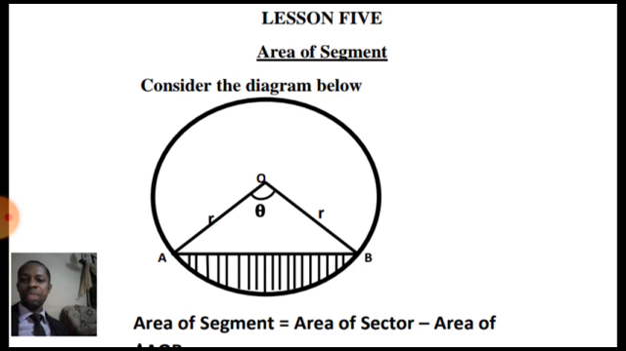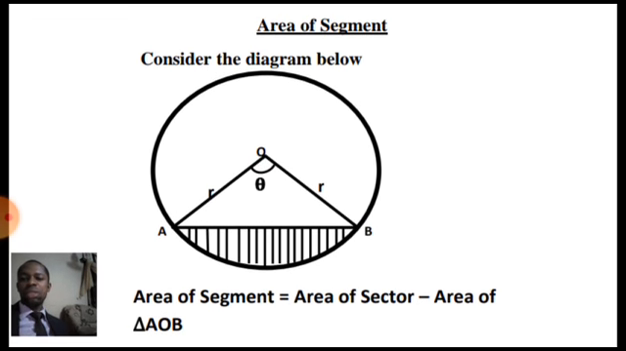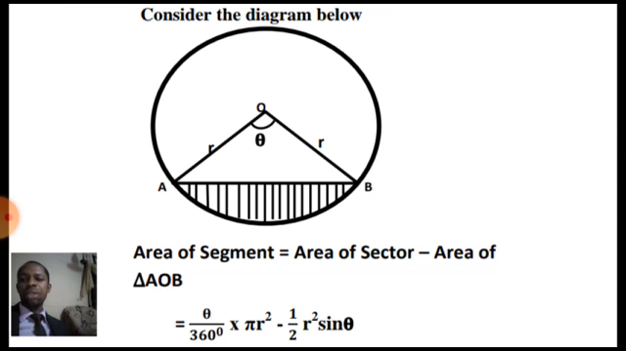It does not matter. What is more important is when you are asked to calculate the area of segment, either minor or major, just have it at the back of your mind that the area of a segment is equal to area of a sector minus area of triangle AOB. Now, the area of sector is theta over 360 times pi r square, minus area of triangle AOB, which is half r square sine theta.